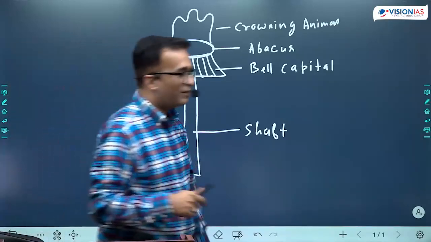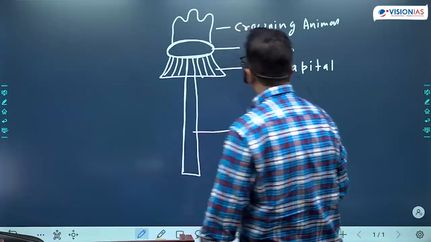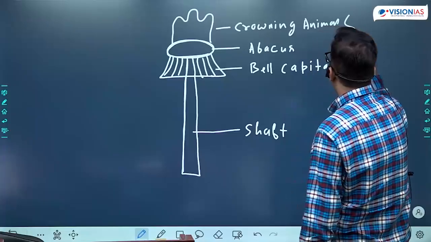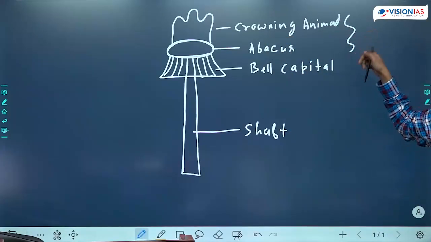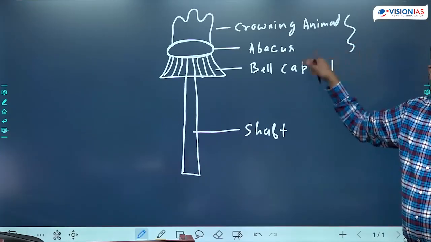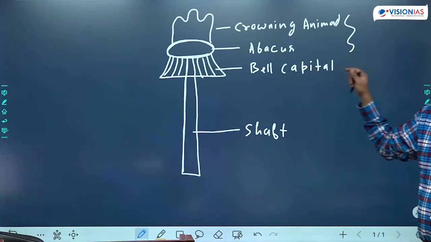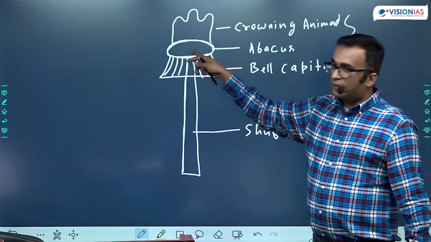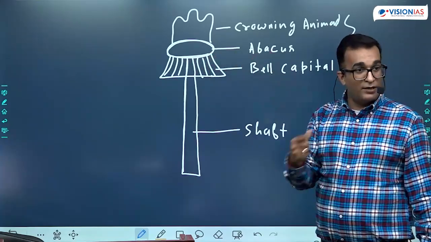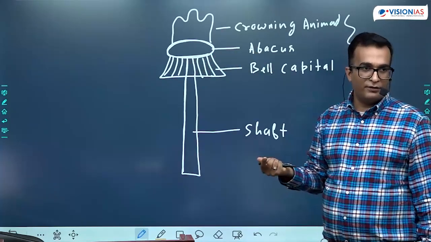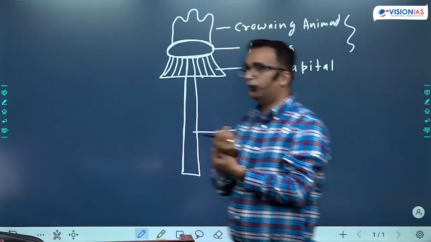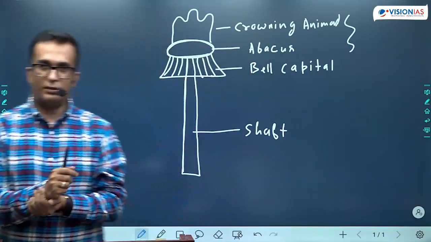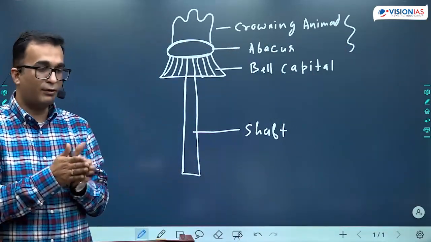So see, there are a few things which will be changing, and what changes, particularly these two, okay? The crowning animal will change from place to place, and the shape of the abacus also changes. Generally in a few places it is circular, but square is also very popular. So in the majority of places we see the square abacus also, okay? We have made a circular one here, but in some places it is square also.